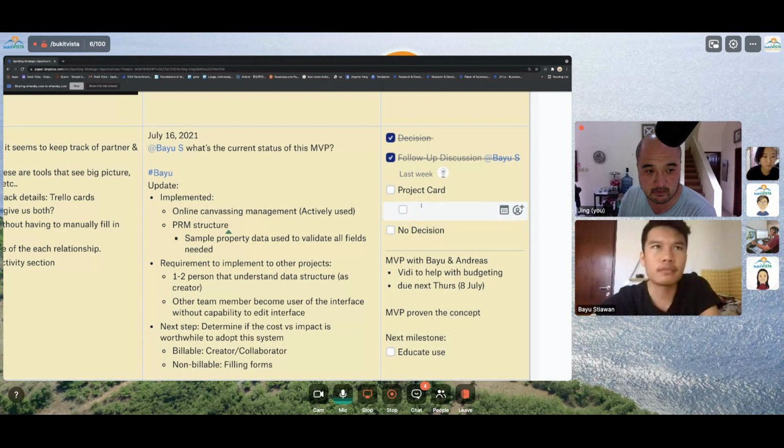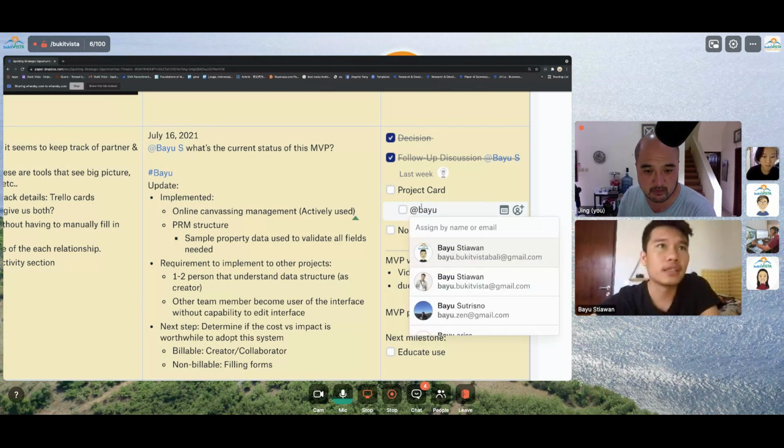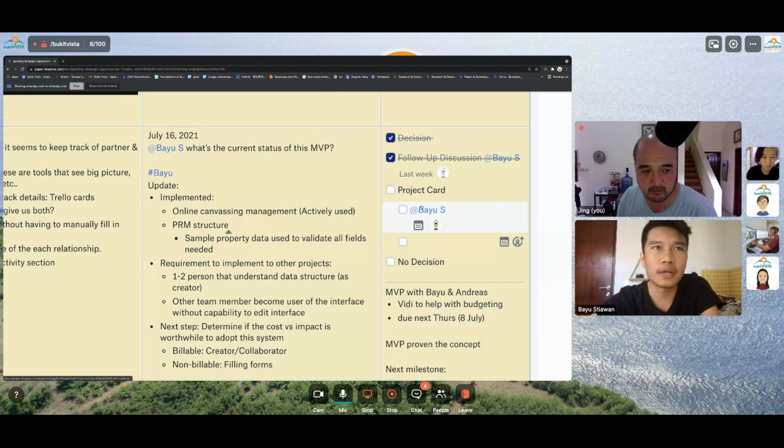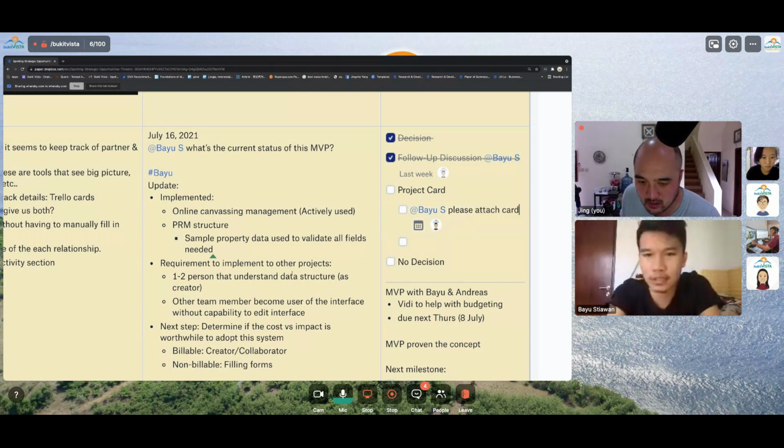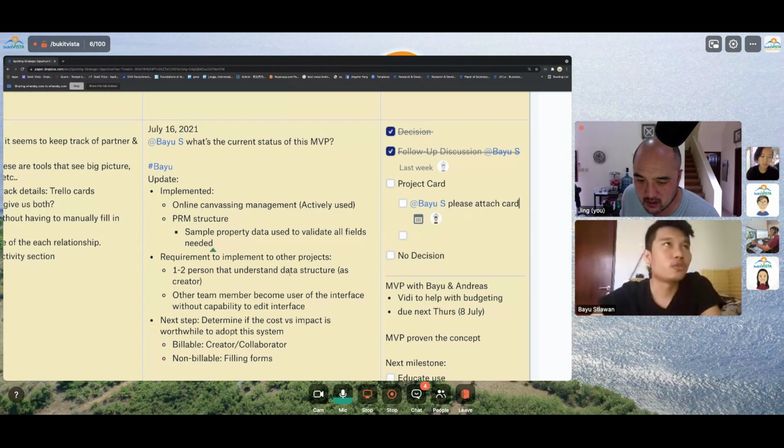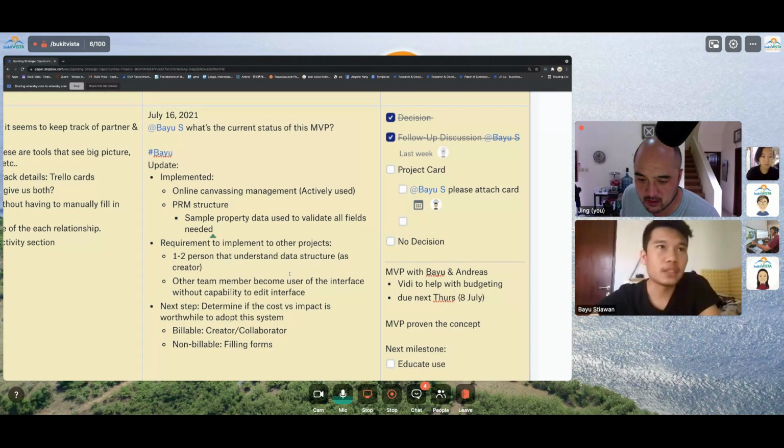And there are like 7 or 8 collaborators doing that, and then the PRM structure is also implemented. And then the sample property data is used to validate all fields needed. So that's like 2 properties from the old application actually, used as sample.